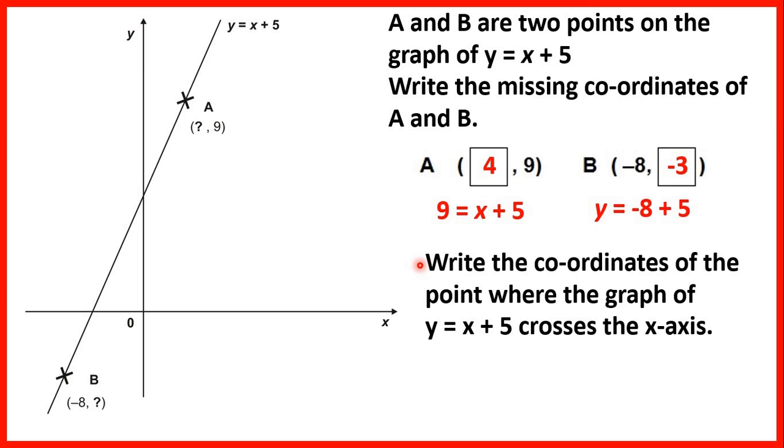Now write the coordinates of the point where the graph of y equals x plus 5 crosses the x-axis. So remember, the x-axis is this line here, and the line crosses it at this point here. So because it's on the x-axis, the y-coordinate will be 0, and if y is 0, 0 equals what plus 5? Well, 0 equals minus 5 plus 5, so the x-coordinate of this point here is minus 5.